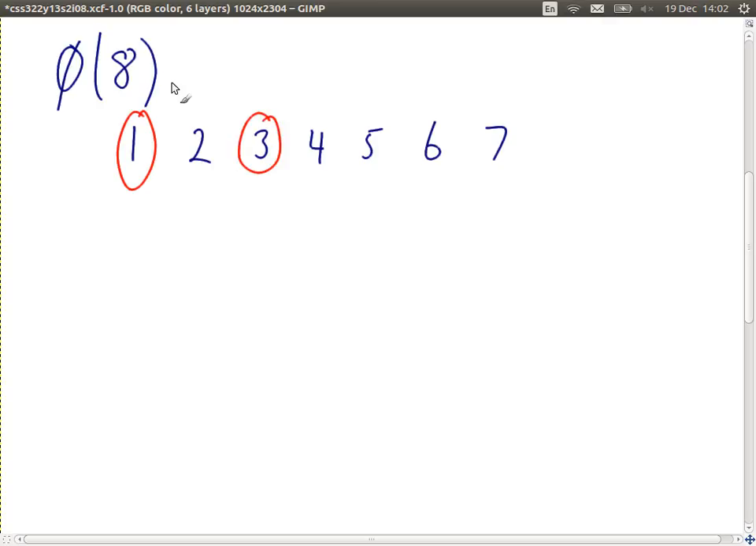4 and 8 are not because they have a divisor of 4. 5 and 8? Yes. 6 and 8 are not because they have a divisor of 2. And 7 and 8? Yes. So the answer is 4. So Euler's totient of 8 is 4. It's the number of numbers less than 8 which are relatively prime with 8. The count of numbers.